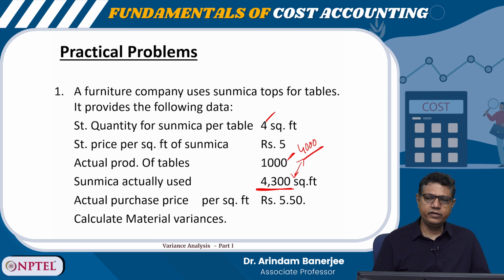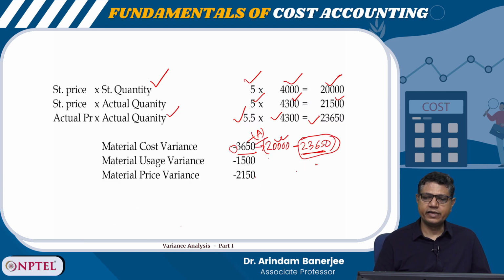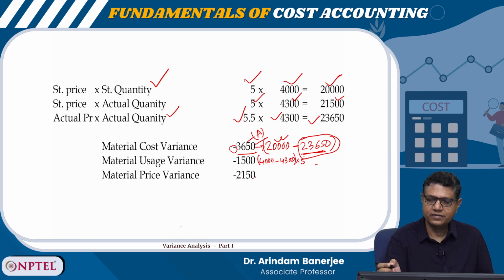So for usage variance, what is the formula? The formula is standard quantity minus actual quantity into standard price. If you calculate this, it comes to 1500, and here the actual usage is more, so it is adverse. Again, minus 1500, minus means adverse. So this is also an adverse variance.